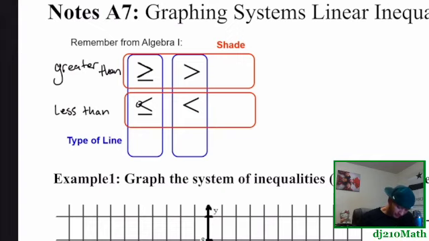Something else to note is that when you have less than or equals, greater than or equals, anytime you have the or equals, this is going to give you a solid line. And if you have strictly greater than or strictly less than, this is going to give you a dotted line. Right, it's not just a line. It's either solid or it's going to be dotted. All right. Then we're going to have to shade on one side of the line.